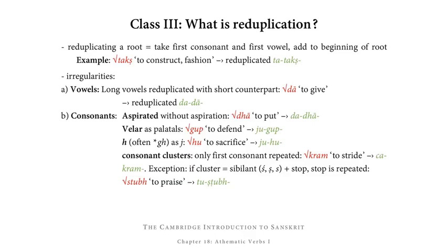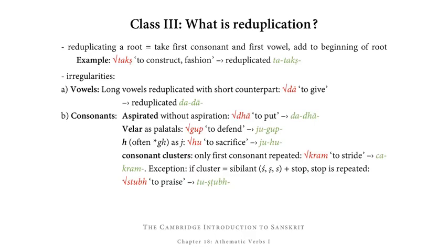As for the consonants, aspirated consonants are reduplicated without their aspiration, so of the root dhā, to put, we get the reduplicated form da-dhā. So what happened here was that the dh, which is the initial consonant of this root, was reduplicated not as dh, but as d, i.e. without aspiration. The ā, the vowel, was reduplicated, but as its short counterpart. And so the reduplicative syllable is da, which is added to the beginning of dhā, giving us da-dhā.